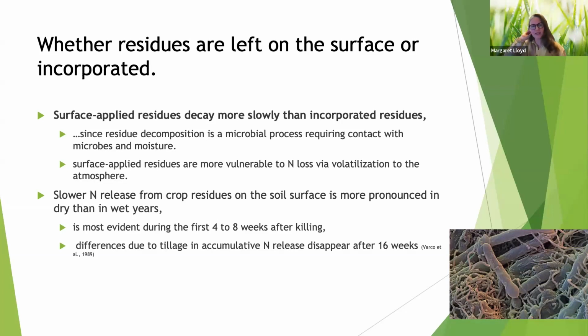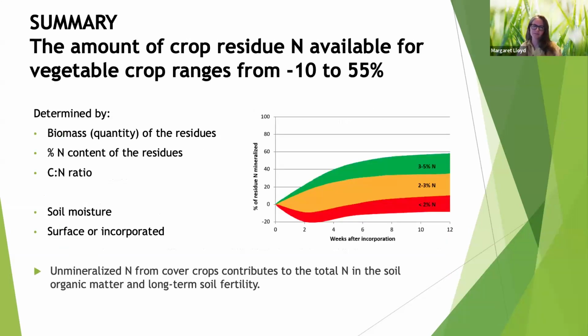Another significant impact that we don't talk about in this course, but growers discuss and we know about, is how finely chopped those cover crops are. And so the smaller the pieces are, the more rapidly they will decompose. The total will likely be the same, but the timing of release will be earlier.